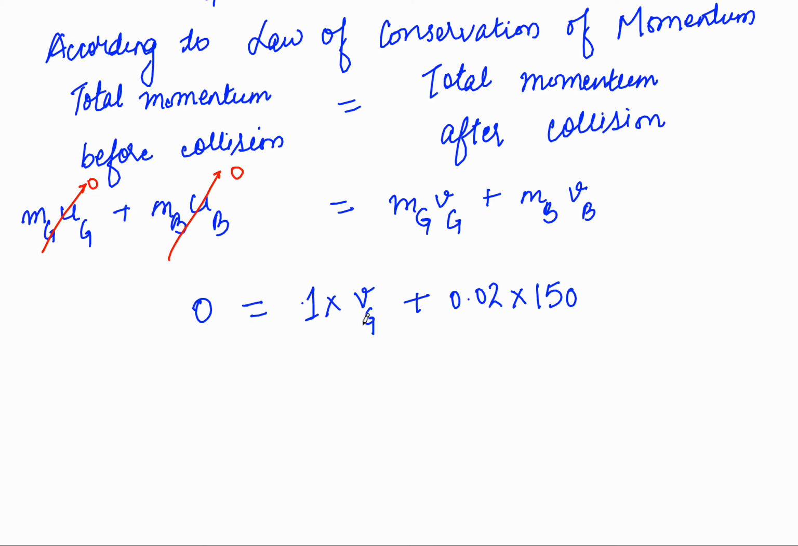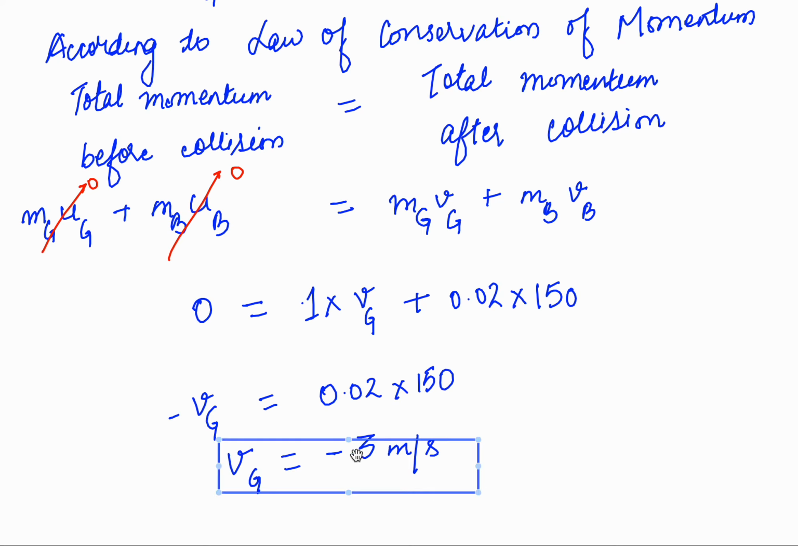Now I'm going to rearrange this one. I'll put this on the left hand side and there will be a minus sign. So it will be minus Vg equals 0.02 into 150. This minus sign I can bring to the right hand side and it will become Vg equals minus 3. If you multiply this, you will get minus 3 and the unit will be meter per second. Now, I guess you might have got how we find the velocity, or you can say the final velocity of the gun. So this is it.